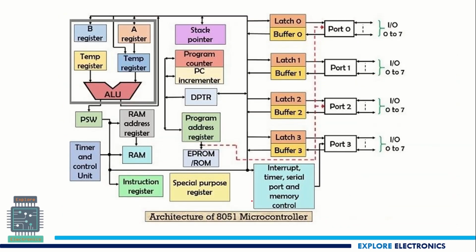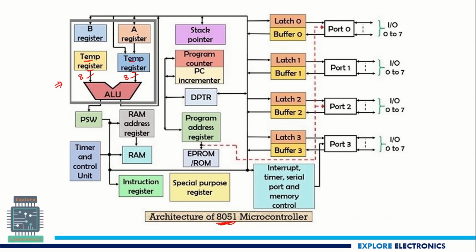This is the complete architecture of 8051 microcontroller. Here you can find this is the CPU. This CPU consists of ALU. This ALU will take only 8-bit of data from the temporary registers. So these temporary registers are there to provide the data to ALU. Before ALU does the processing, it will take the data from the temporary registers.